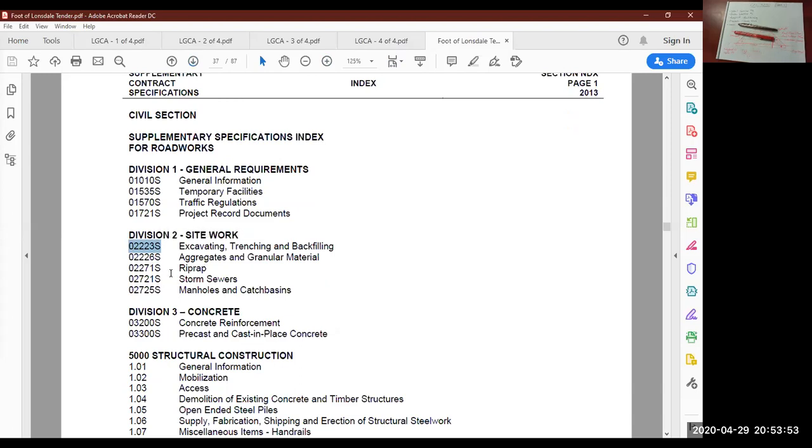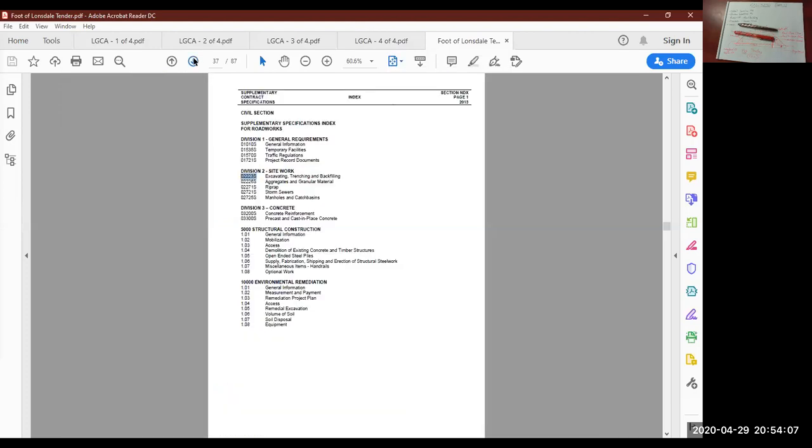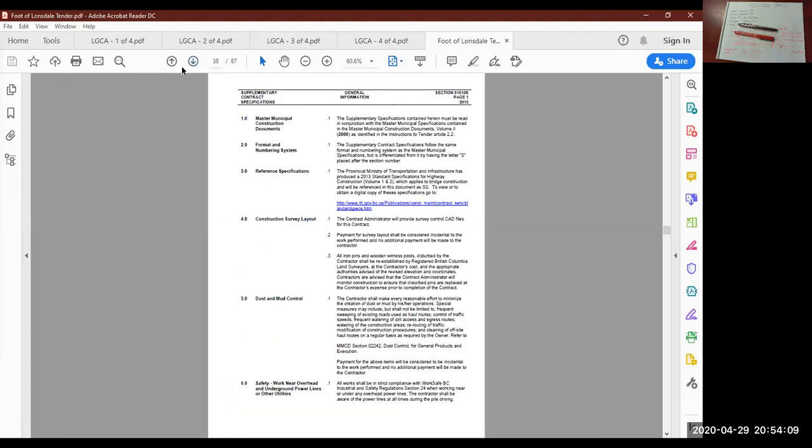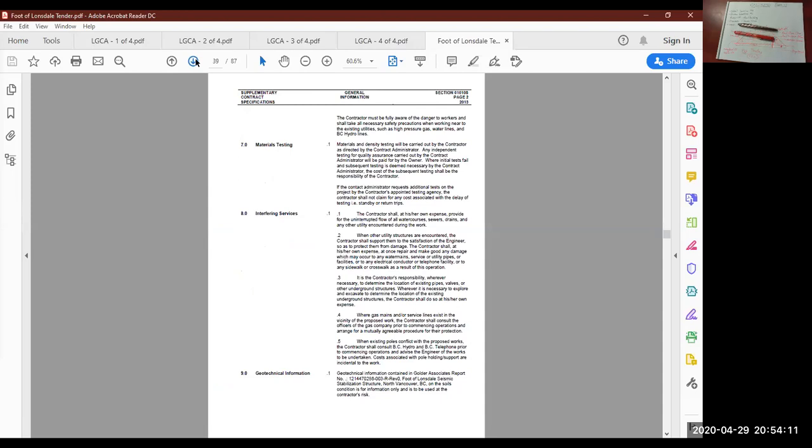So 02223 was excavating, trenching, and backfilling. Aggregates is 2226, riprap 2271, right? Storm sewers, manholes, etc. Let's see what a couple of those look like. There's some general information. I can post this as well to the news feed to give you a chance to look at it in more depth.